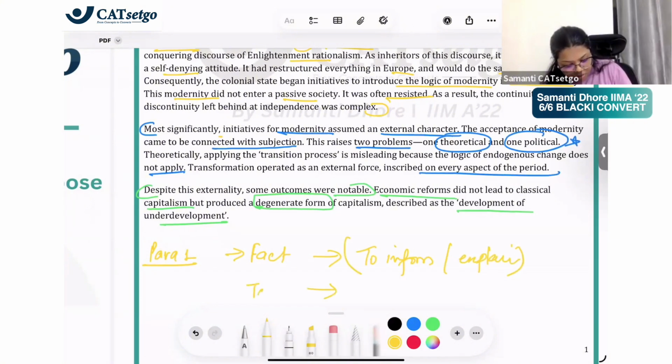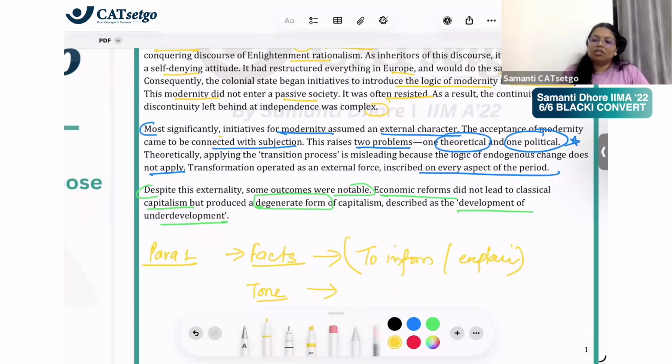And what is the tone? Tones can be two, either informative or descriptive. Which tone is this? Is the author just informing or is the author describing the event entirely? Descriptive, yes. The author is describing what happened during that time. The author is not just informing, right? So this is a descriptive tone. Very good. So this is the analysis of para 1.